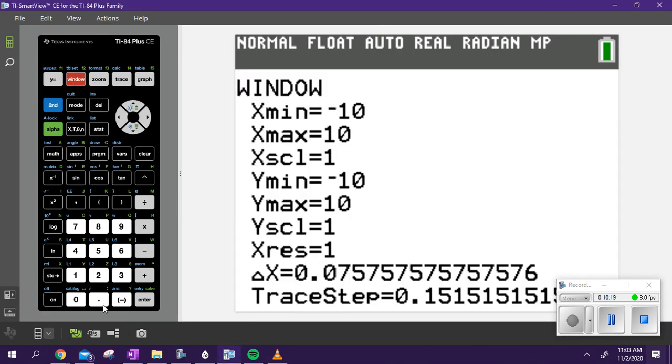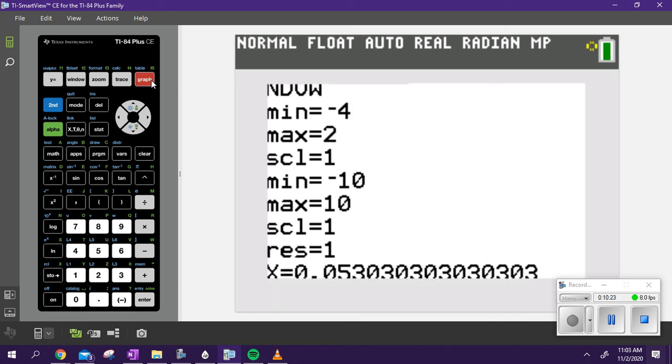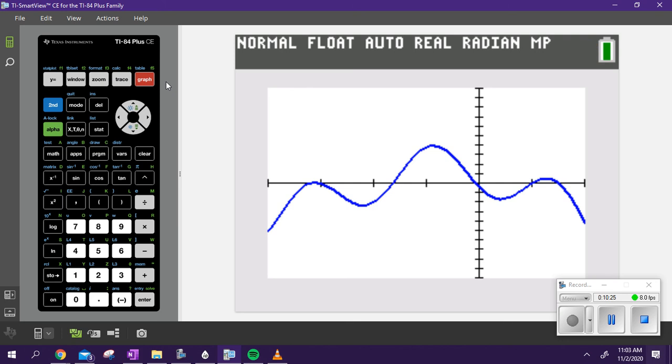Window, -4 to 2. Graph that thing. We said it's a relative extrema when f prime changes signs. Show me with your fingers, how many relative extrema does this graph have?